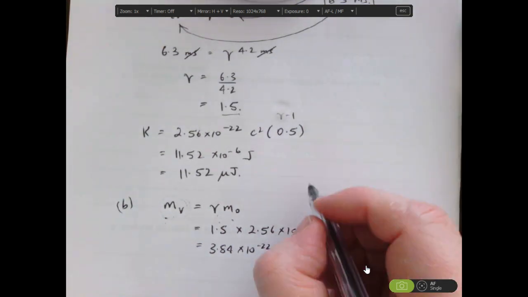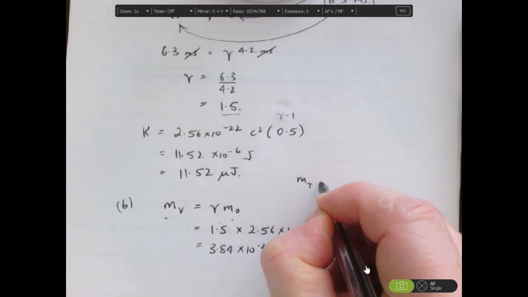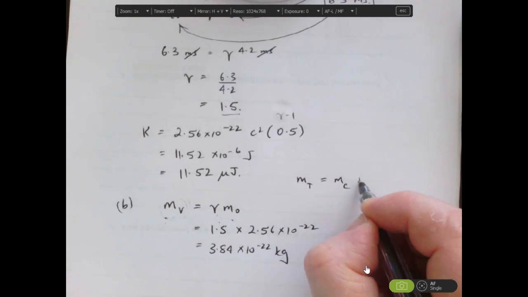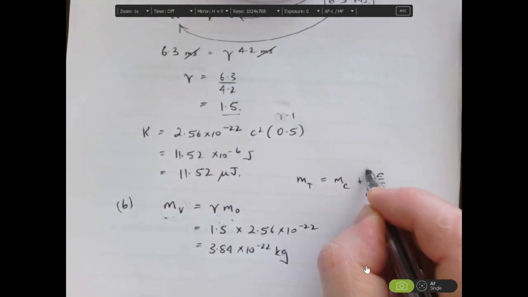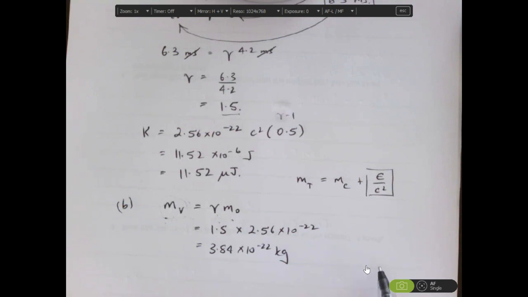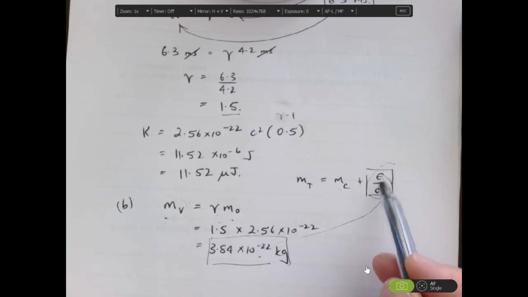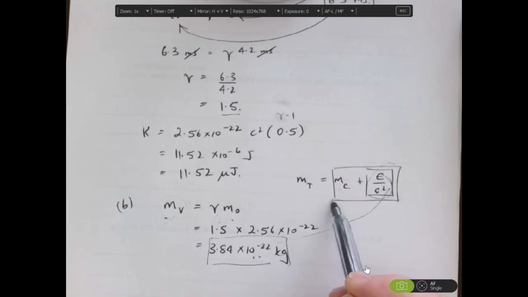And this is because the total mass of an object is equal to the mass of its components, also known as its rest mass, plus E on c squared. This amount over here adds to the total mass, increasing it up to this value here. When you add these two together, you get that value there. So this plus that equals that. Okay, rightio. So that's questions 1 and 2. I will do questions 3 onward in the next video.